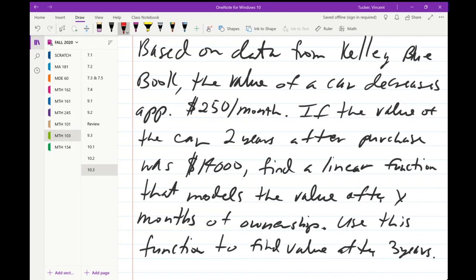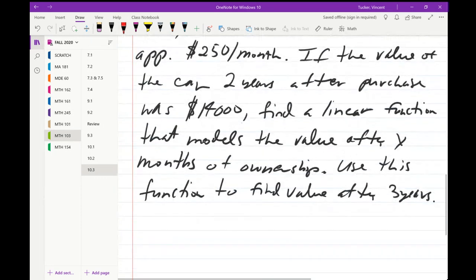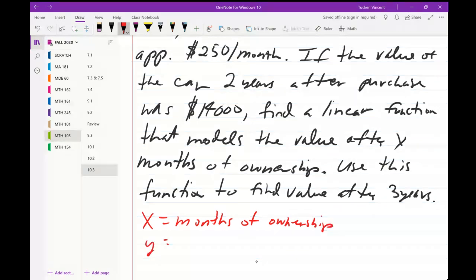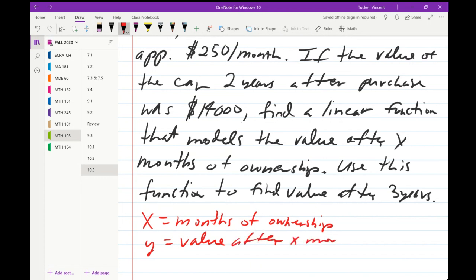All right. So first thing we want to do is establish our variables, x and y. x, they told us, is months of ownership. y is going to be the value. And so y will be the value after x months of ownership.